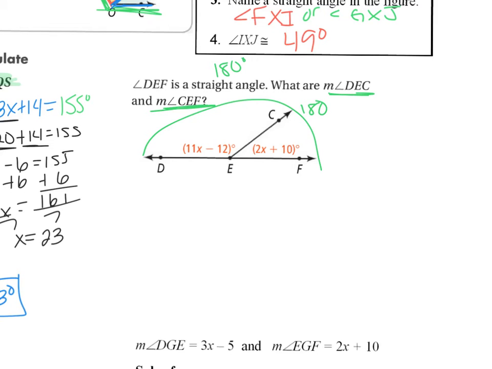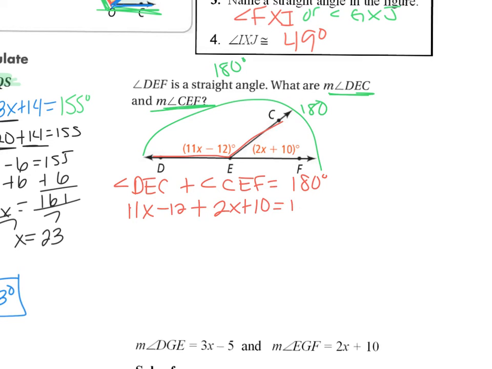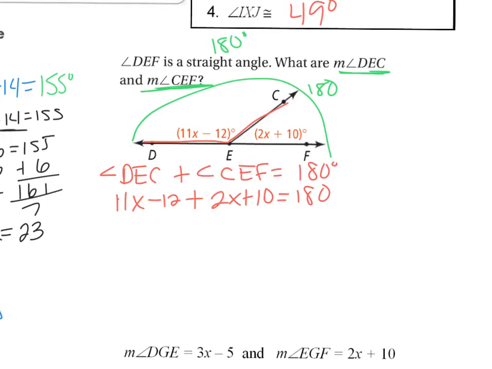The red angle, DEC. So let's do measure of DEC. The measure of DEC plus the measure of CEF should equal 180. So let's solve it. We have DEC is 11x minus 12 plus CEF is 2x plus 10. All of that equals 180.